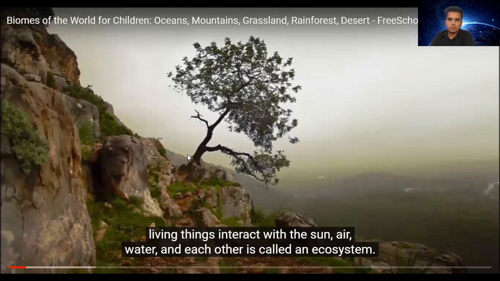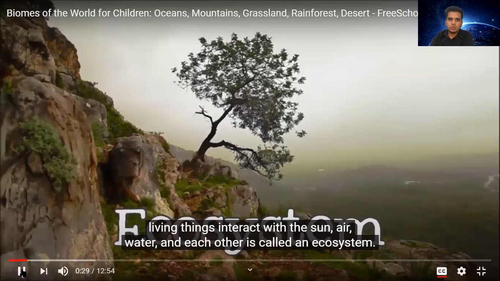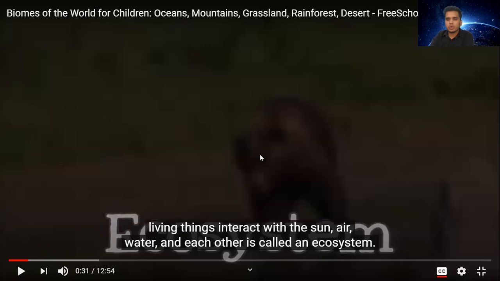Each other is called an ecosystem. So we will study about ecosystem. Living things interact with sun, air, water, and each other is called ecosystem. Means anything that surrounds, anything that is nearby us, either it is biotic or abiotic, either it is light, or water, or any surface. Anything that surrounds and affects us is known as ecosystem.